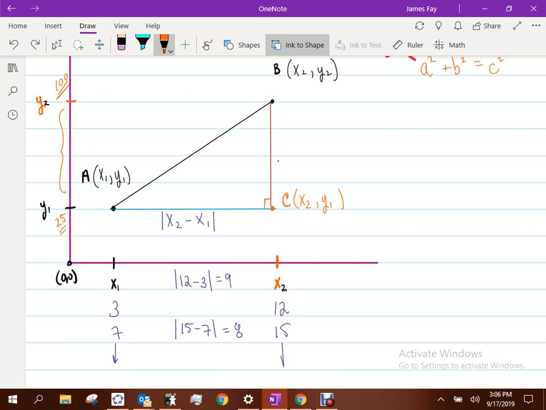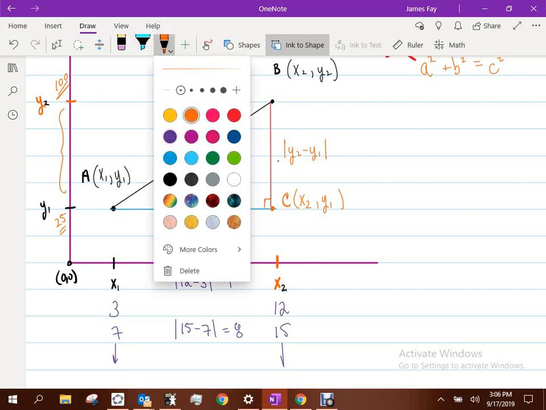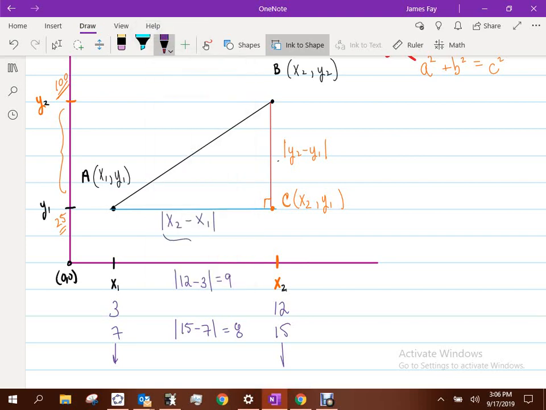If I transfer it out, I'm going to say over here that this distance is y2 minus y1, and I'm going to take the absolute value of that. So that ends up being a length for that side of the triangle. This here is your A side of your right triangle. This here is your B side of your right triangle. Does that make sense to everybody?